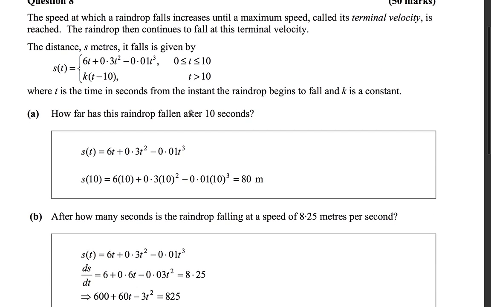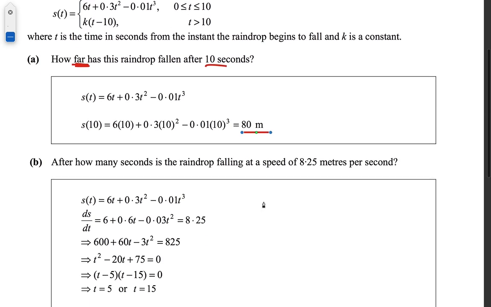So part A, how far has this raindrop fallen after 10 seconds? So how far, that's distance, so that's s, after 10 seconds, so that's t. This is our function for s, plug in the value of t, replace every t with 10 and raise it to all the powers, you'll get 80 meters, don't forget the units.